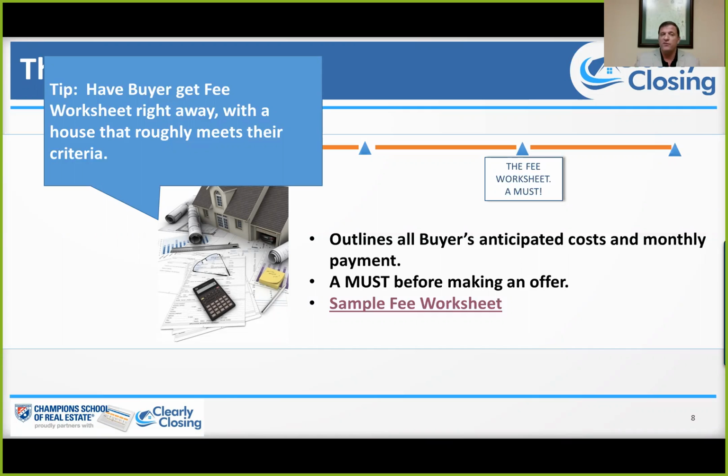Have the buyer actually get a fee worksheet right away with a house that roughly meets the criteria. What I mean by that is when you first start working with a buyer, you're going to know about what they're looking for. You're going to know within $10, $20, $30,000 or so, the price range home they're going to be looking for and the area they're going to be looking for. Pick a house out that meets that rough criteria, get a fee worksheet from your preferred lender on that information, and then you'll know when, let's say you're showing them houses on the weekend and you don't have a lender handy, you've already got that information. So that's a real good tip for you to help out your buyer.